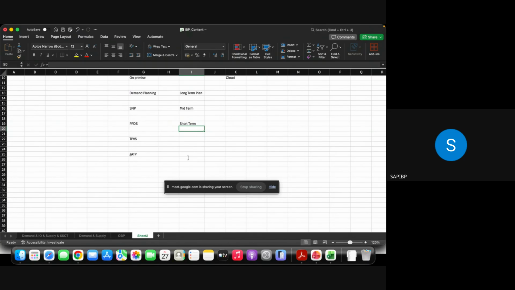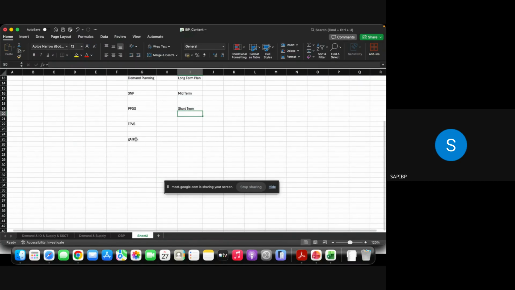To avoid that, TPVS comes into the picture, and instead of sending on different days, on a single day you can transfer 200 to the respective location. This is just an example I have given. Like that, TPVS is there to help you optimize your transportation plan.